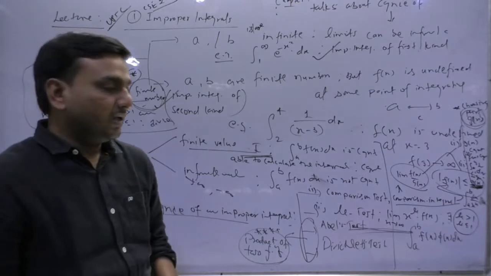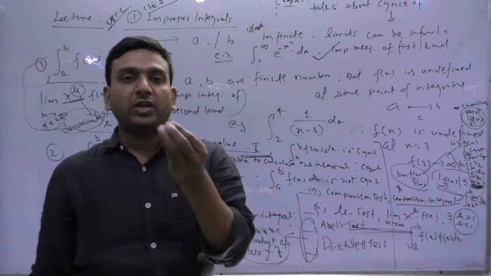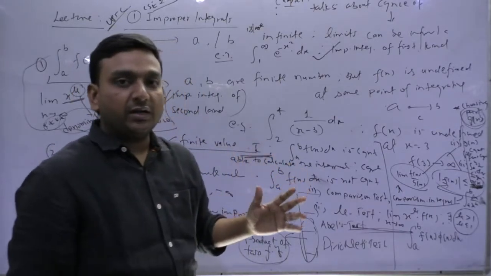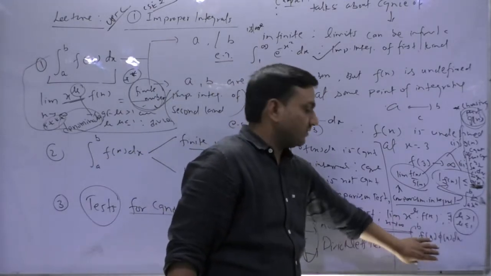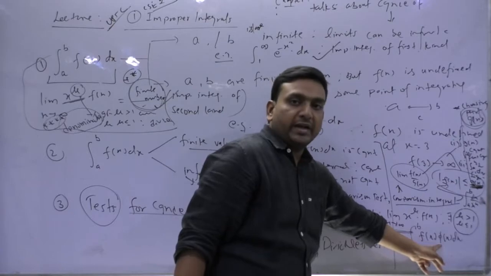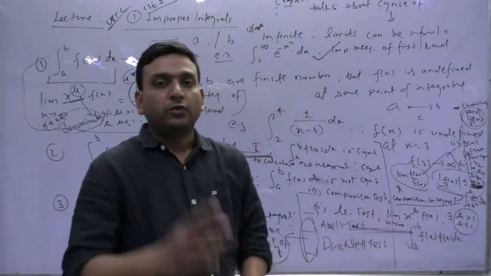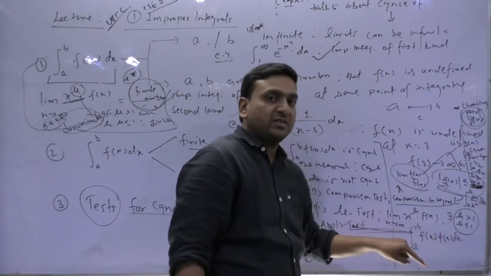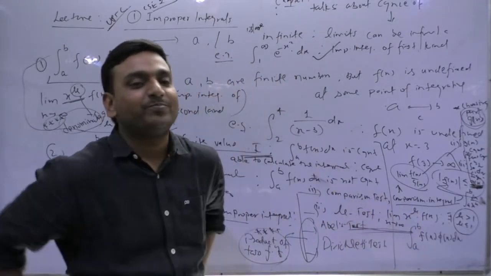Is that clear? Now what is Abel's test? Its statement is given in any of the books, in the PDF itself. I will also state that. If the integral from a to b of f of x converges, and phi of x is monotonic and bounded, then this whole integral will become convergent. So two keywords: the integral from a to b of f x dx converges, and phi x is monotonic and bounded.